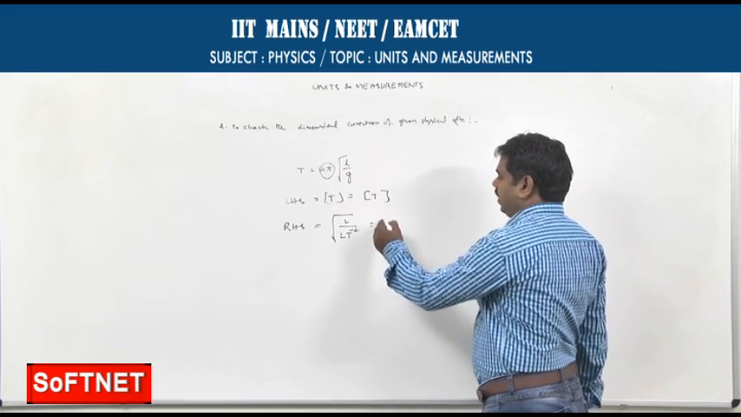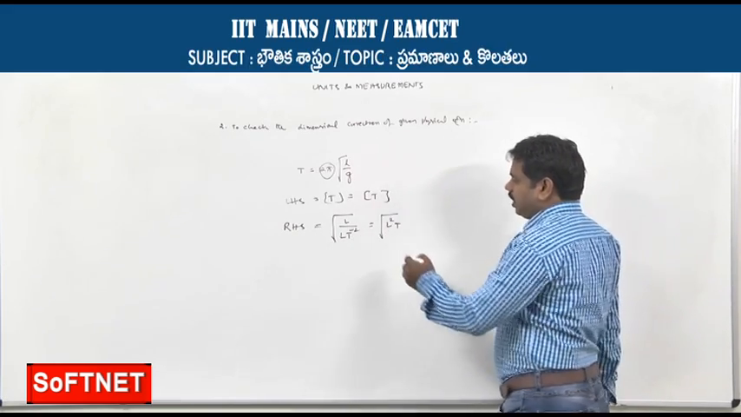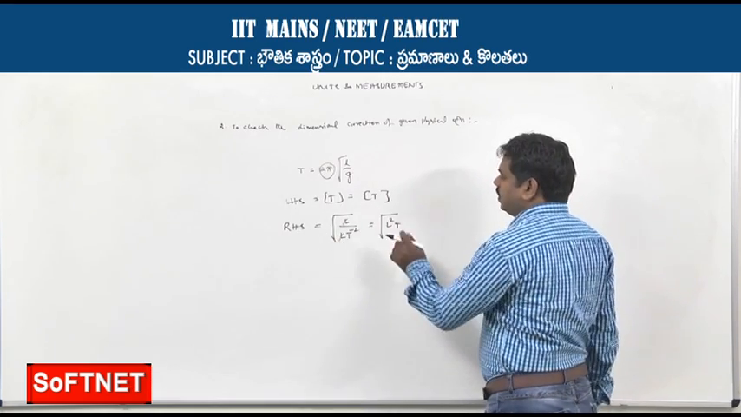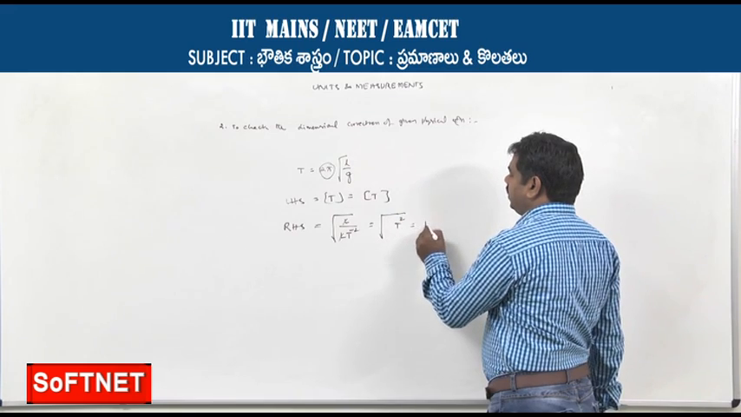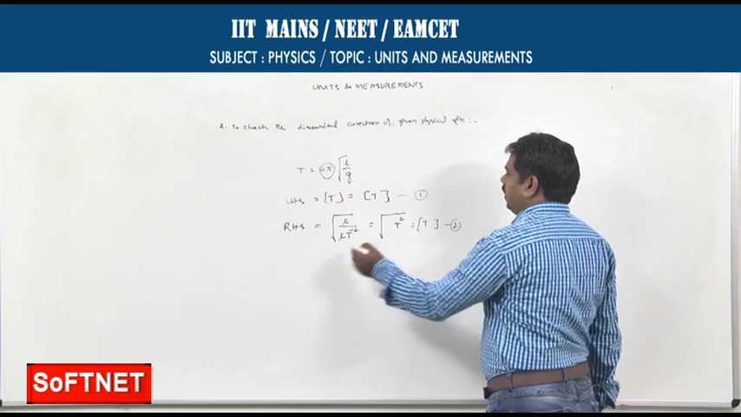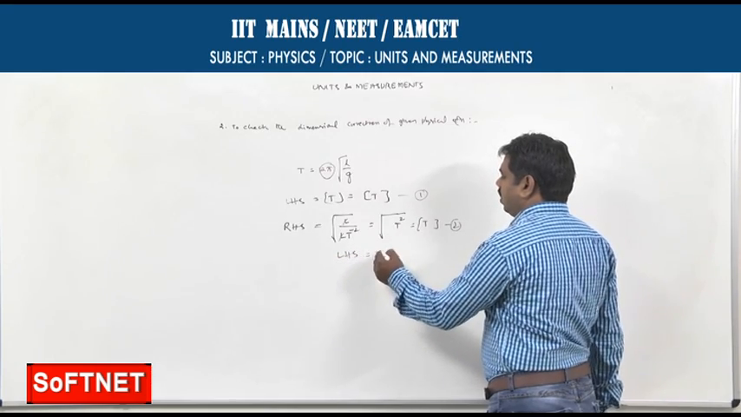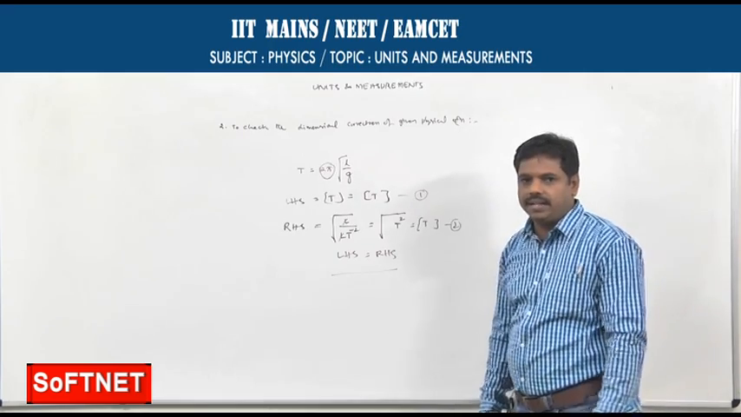Now from this you will get L square... L and L get cancelled, and simply you will get T square. Root of T square is nothing but T. Now equation 1, equation 2, LHS is equal to RHS, that is, the given equation is dimensionally correct.